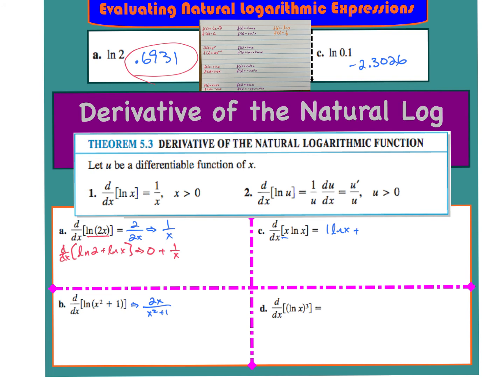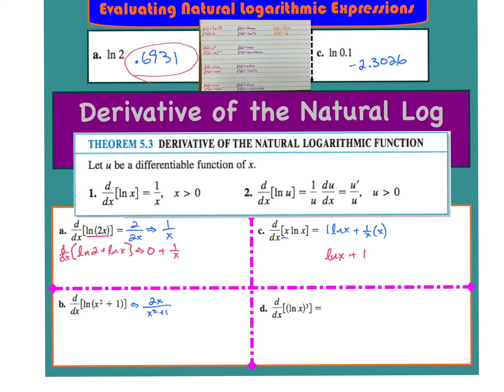And then plus the derivative of the second. So what's the derivative of the second? 1 over x times x. So now we just need to simplify it up. So now I have natural log of x and then plus 1. All right. Pretty good? All right, let's look at part D.